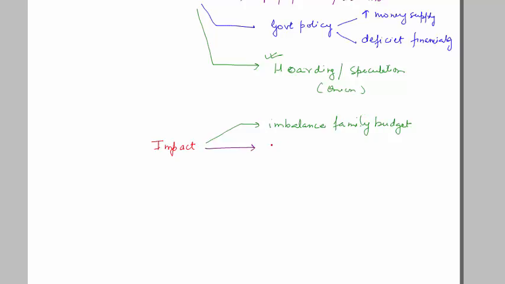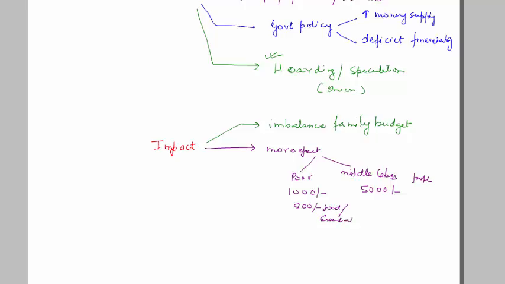Second point is, inflation has more effect on poor and middle class people. Now I will give you an example. Suppose a poor person earns 1000 rupees and a middle class person earns 5000 rupees. The poor person spends 800 rupees on food and essential items because he is not earning much and cannot afford anything extra. Everything he earns he is spending on food and essentials.